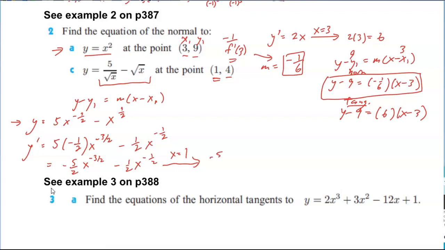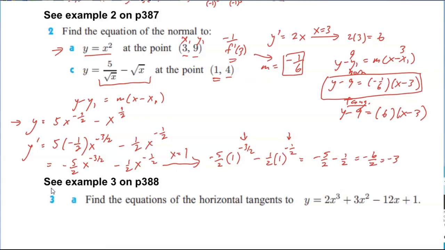Let's see, negative 5/2 times 1 to the negative 3/2 minus 1/2 times 1 to the negative 1/2. Now, these negative exponents might be confusing, but remember, 1 to any power, no matter how weird, is always going to be 1. So I know that my answer is negative 5/2 minus 1/2 equals negative 6/2, which is equal to negative 3.